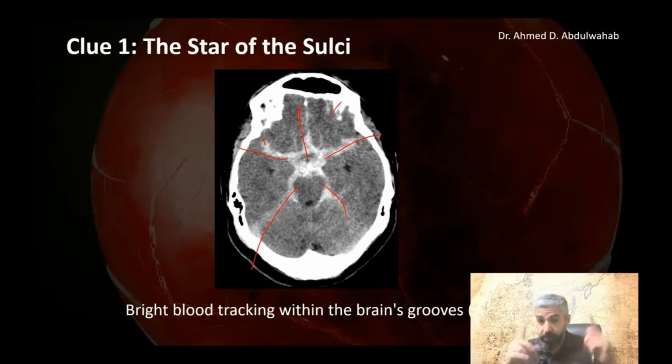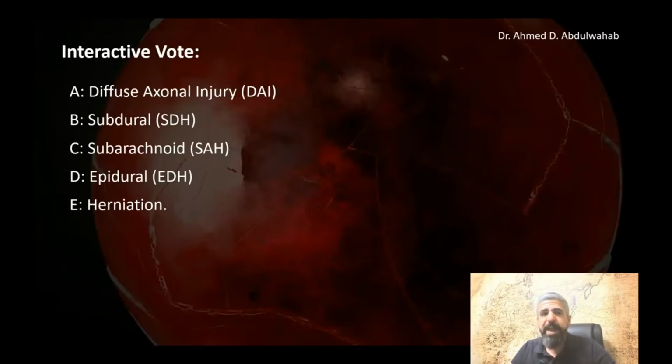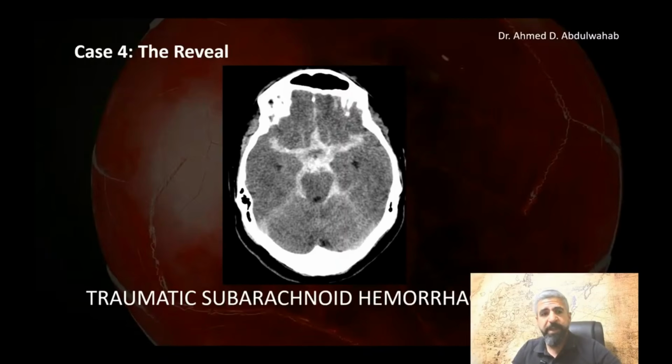But if it's trauma and it's in the basal cistern, you have to tell me, is it A, diffuse axonal injury, B, subdural hemorrhage, C, subarachnoid hemorrhage, D, epidural hemorrhage, or E, herniation? The answer, the reveal, is traumatic subarachnoid hemorrhage. Motorcycle accident, severe headache, the blood isn't a lens, it's not a crescent, it's everywhere, literally, this is all blood. And traumatic subarachnoid hemorrhage, the most common type of bleeding, follows the grooves of the brain like water in a canyon. It falls all over.